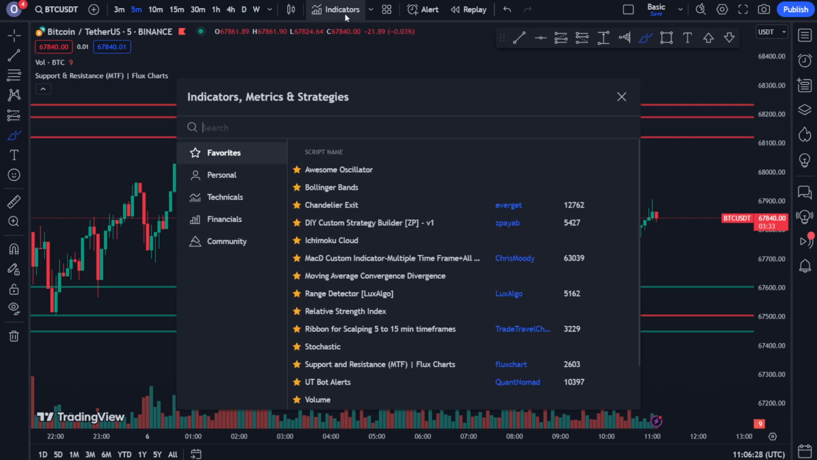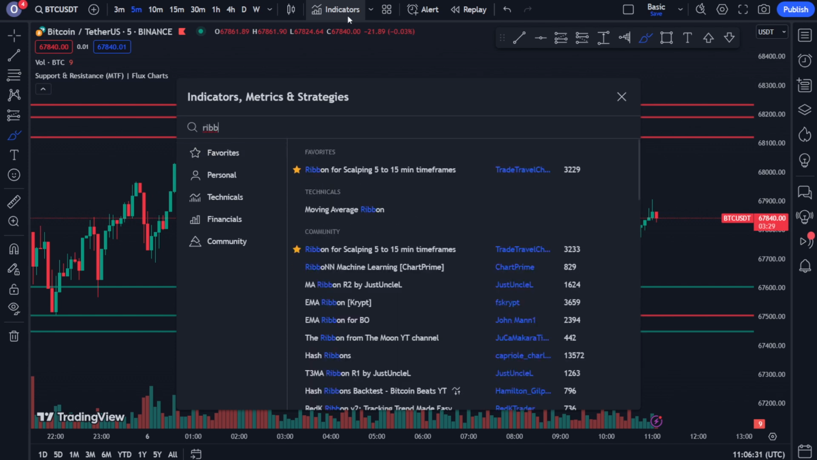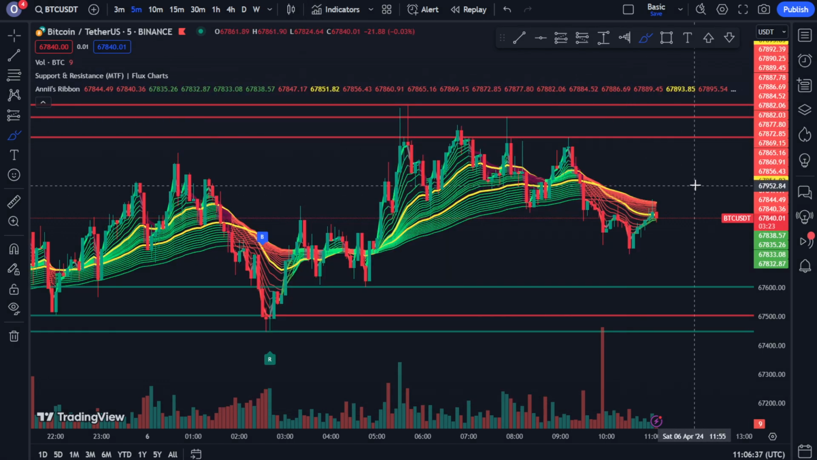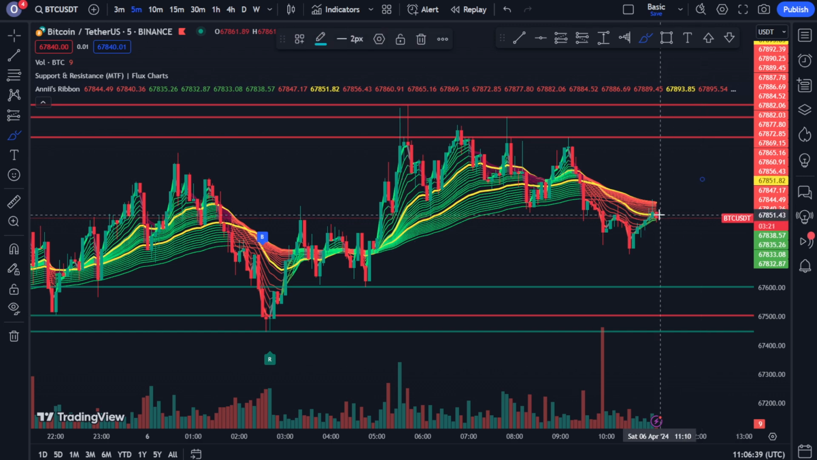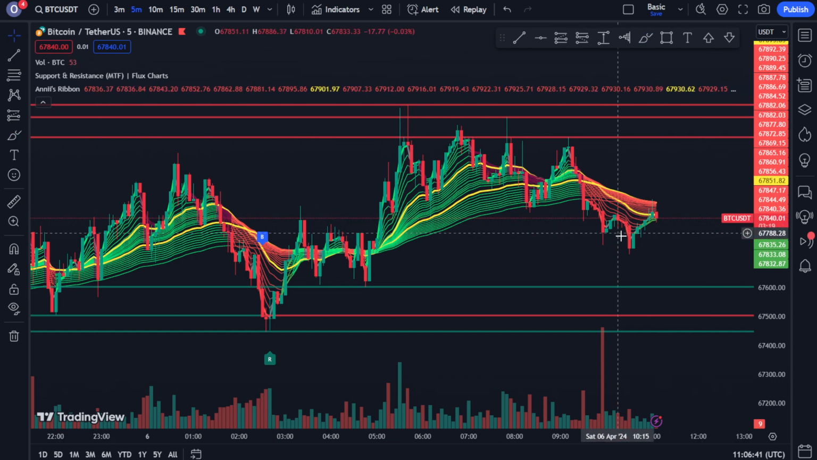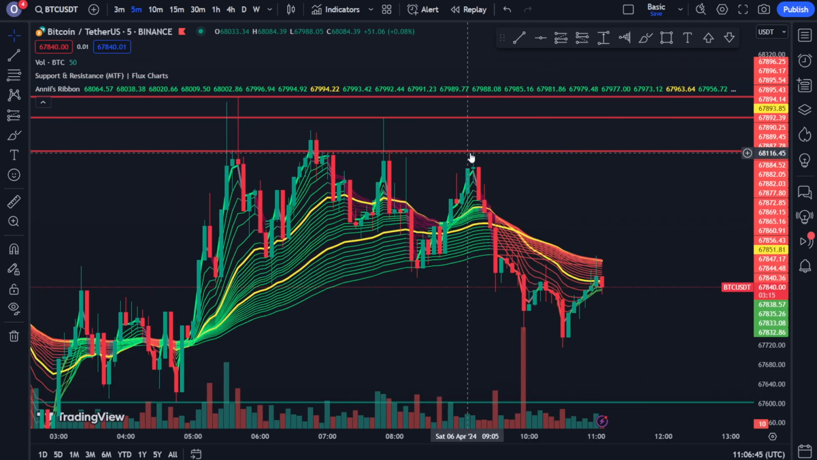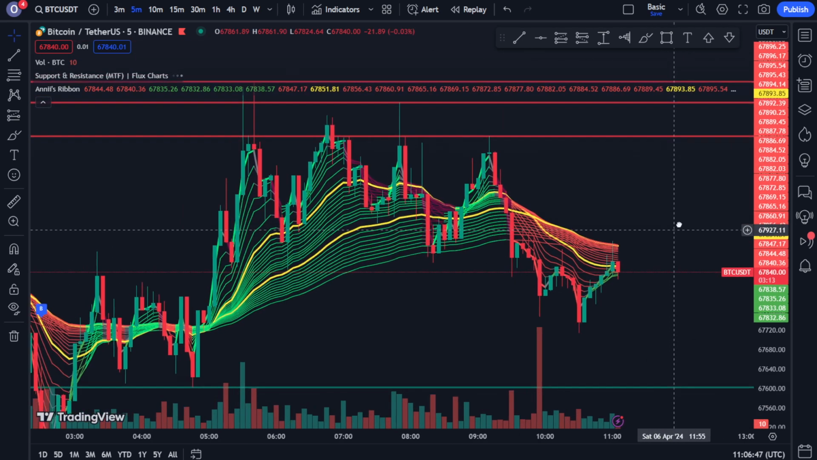Next, add the 5 to 15-minute scalping ribbon to the chart. It's also free, and you can find it by searching for ribbon, and selecting the one from Trade Travel Chill. This is a multiple EMA indicator, with different settings. The yellow lines act as support and resistance, and the further away the candlesticks are moving from the lines, the more chance that the price will reverse.